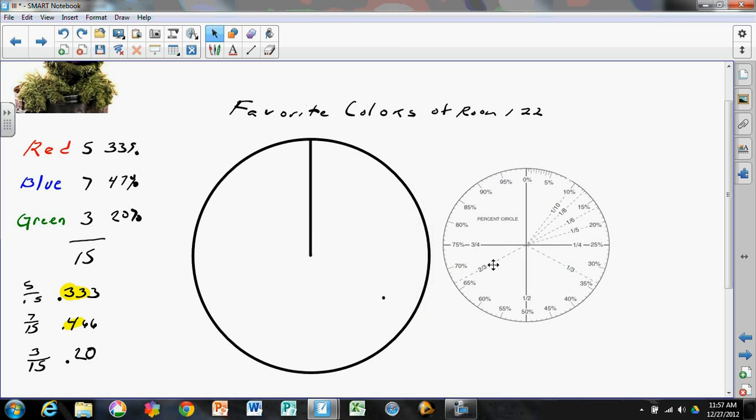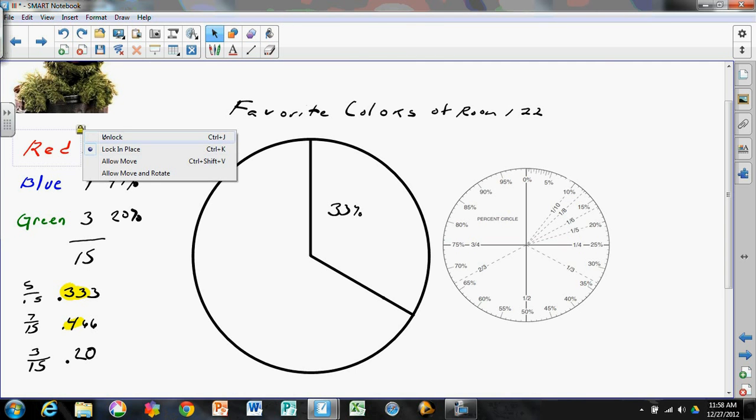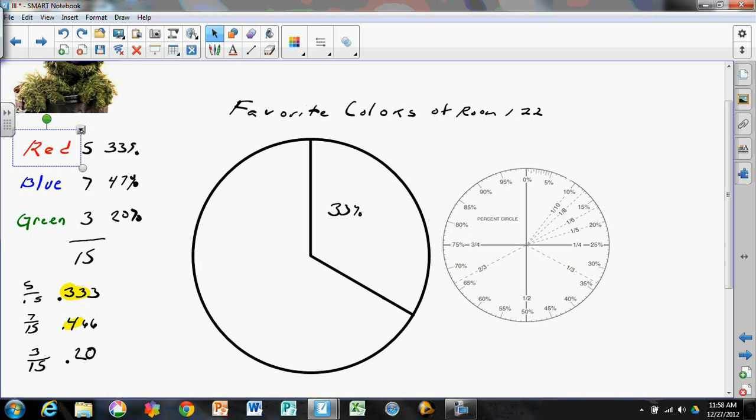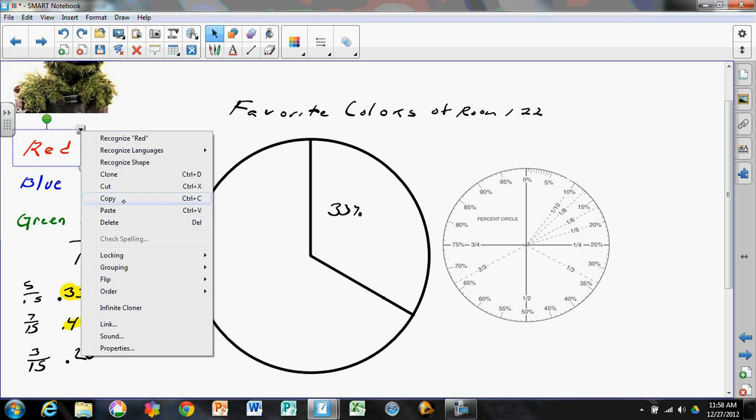So let's move him out of the way for right now, and we need to draw another straight line, a radius, from the center of the circle through that point. Move it up so I hit the point. And that represents 33%. So I'm going to write 33%. And that would be red. It's important to label your choices too so people know.